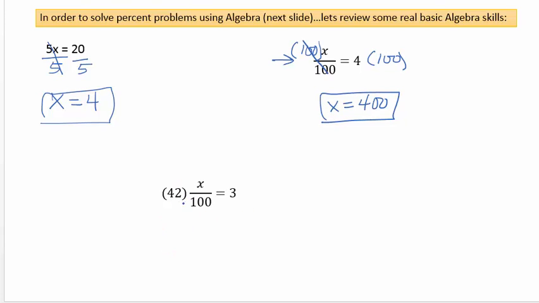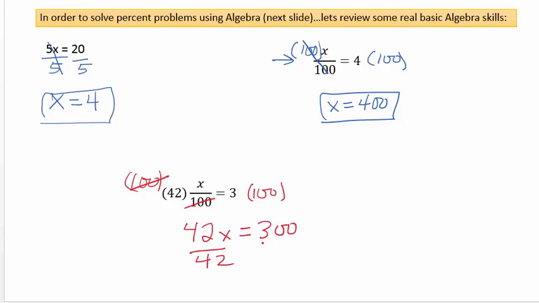This one's a little trickier. We have 42 times x over 100 equals 3. What I want to do on this one is this. I want to get rid of that division of 100 first. So I'm going to multiply the left side by 100 and the right side by 100. That cancels, so now I'm just left with 42x equals 300. Now to get rid of the multiplication of 42, I divide by 42, and I get x equals whatever 300 divided by 42 is.